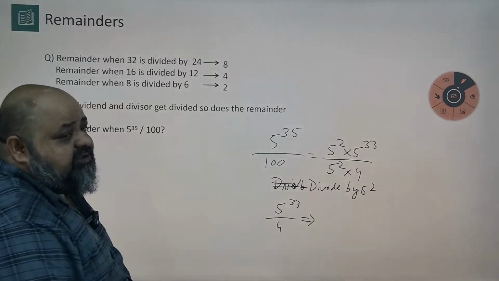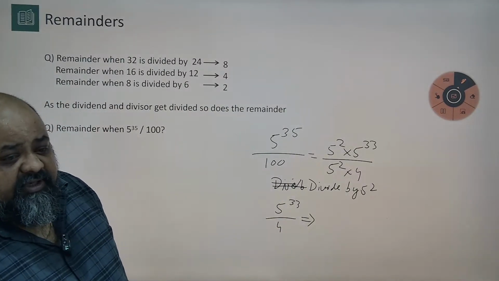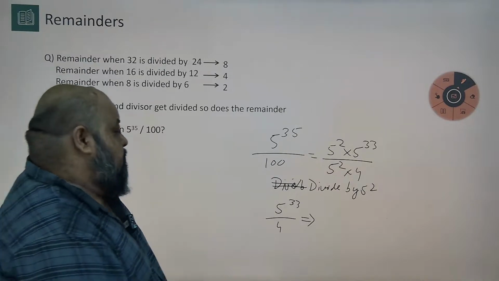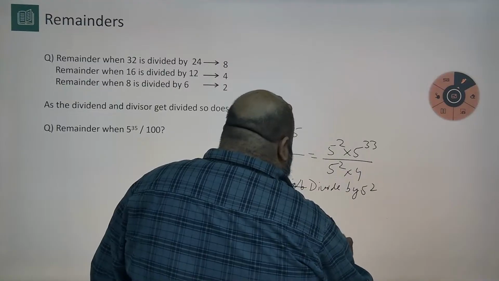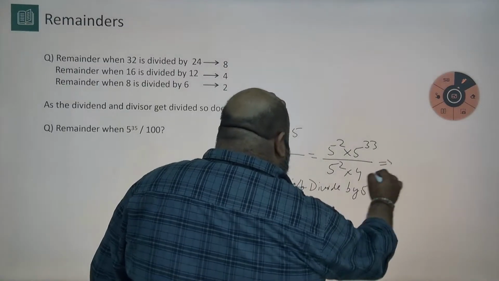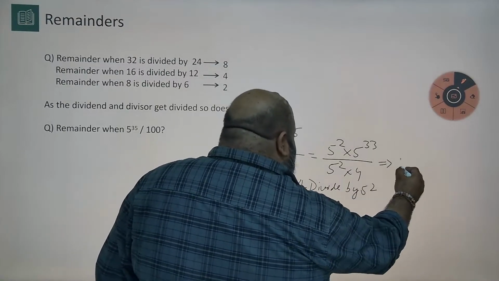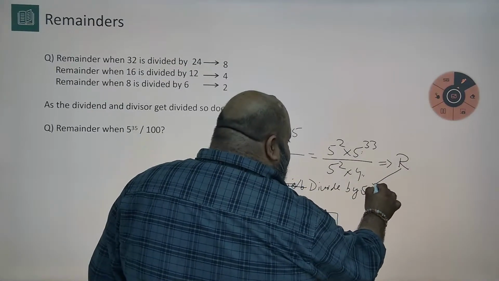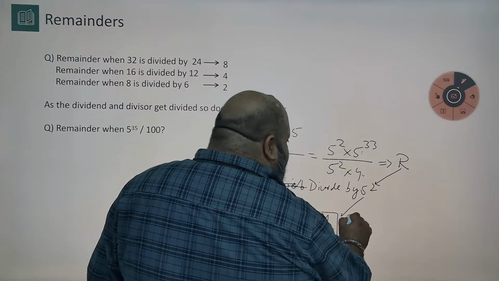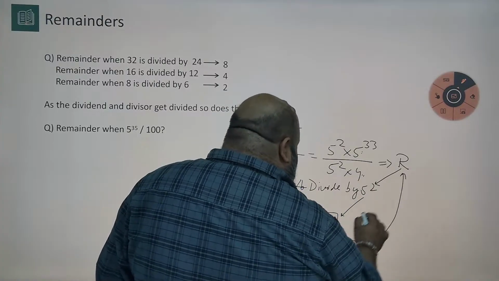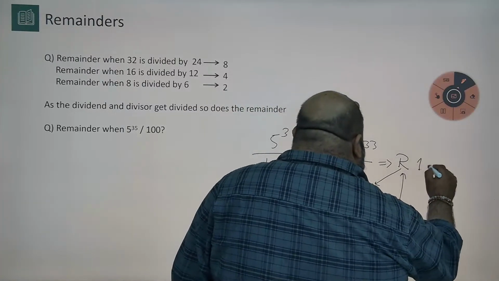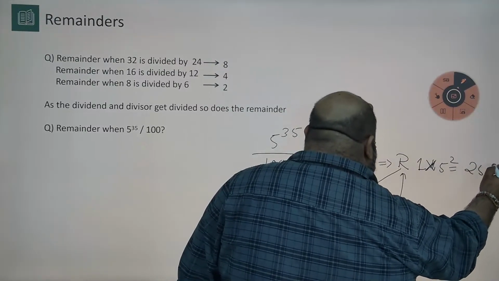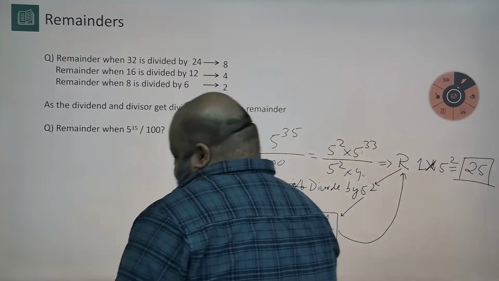Finding the remainder of this is very easy. What will be the remainder of 5 raised to power 33 divided by 4? 5 is 4 plus 1, so the remainder will be 1. If the remainder here was r, since I am dividing both of these by 25, this will also get divided by 25, and therefore it becomes 1. So the value of r will be whatever number I get here times what I divided by. So the answer becomes 25.